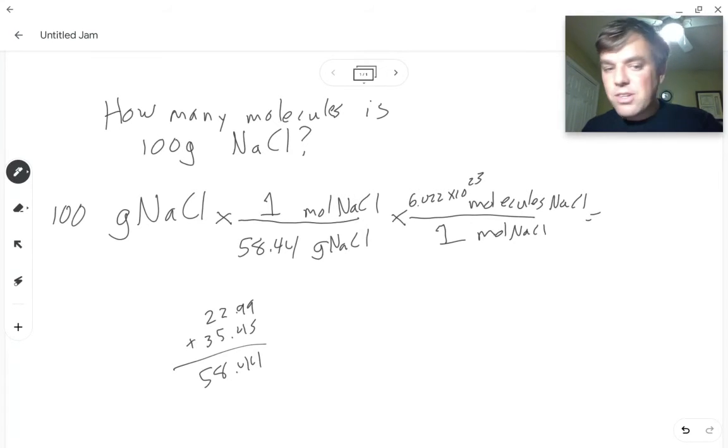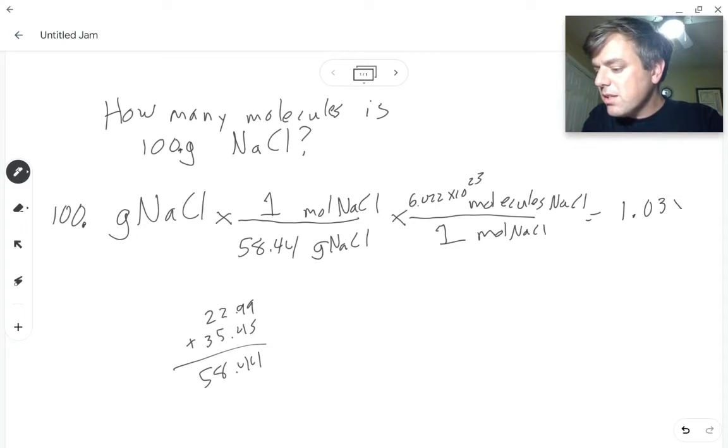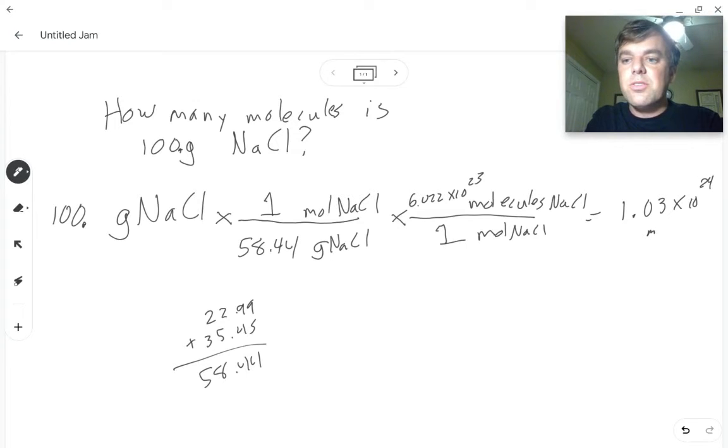So then we take our trusty calculator and we put this into our calculator. And I'm coming up with an answer reported, and I probably should have put a decimal point there so we can have more than one significant figure in our answer. So reporting this to 3 significant figures, that would be 1.03 times 10 to the 24th molecules of sodium chloride.